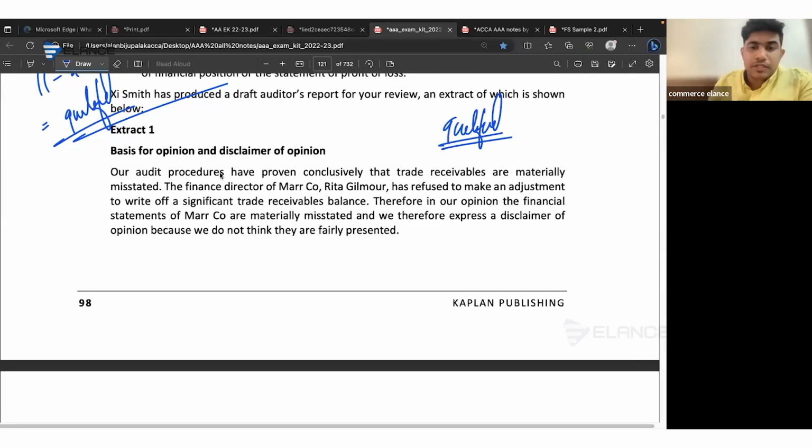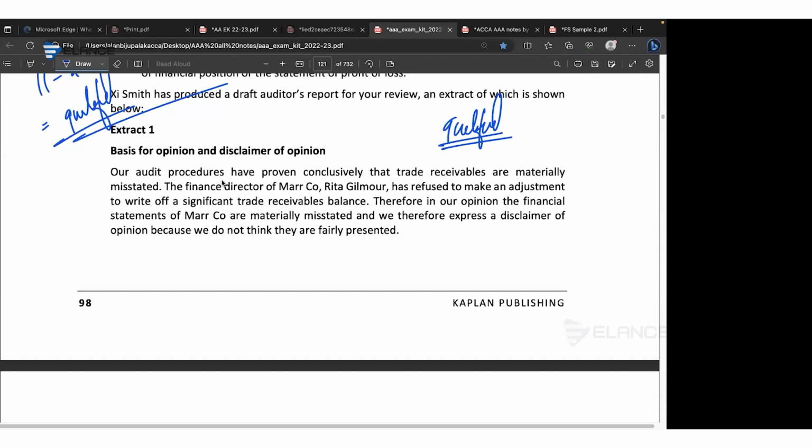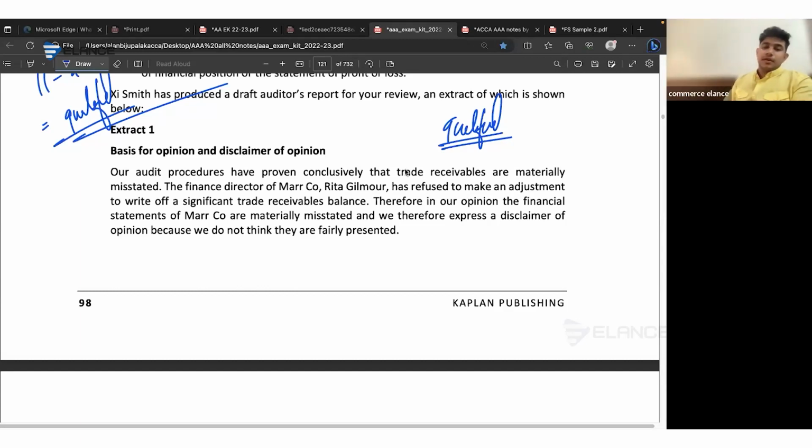So what is the opinion expressed by the auditor in this case? Our audit procedures have proven conclusively wrong. Trade receivables are materially misstated. The Finance Director has refused to make an adjustment to write off a significant trade receivables balance. Therefore, in our opinion, the financial statements of Mark Company are materially misstated. We therefore express a disclaimer of opinion because we do not think that they are fairly presented. So they have expressed a disclaimer of opinion.